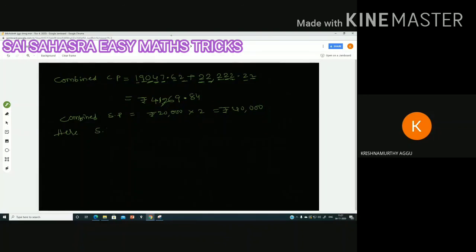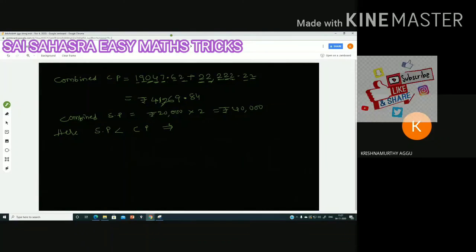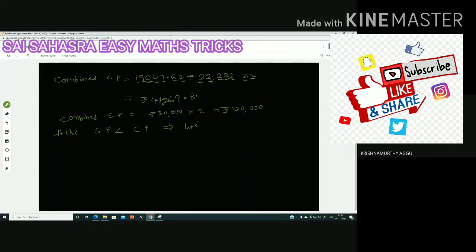Here the selling price is less than the cost price. That implies the person is getting a loss or profit. If the selling price is more, profit. If the selling price is less, loss. Then he is going to get a loss. Then what is the loss? We are going to find loss as cost price minus selling price. How much loss did he get?